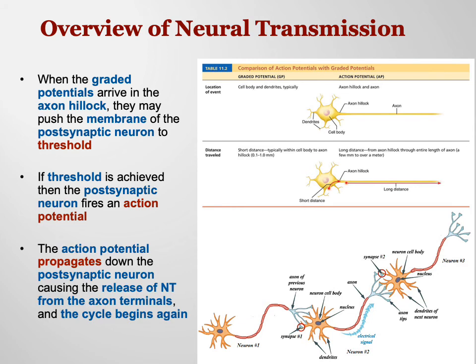The action potential then propagates down the postsynaptic neuron, causing the release of neurotransmitters at the end of that neuron. So see, the whole cycle continues over and over again. If the graded potentials hit threshold, then the neuron fires an action potential. The action potential propagates all the way down the axon. Then it's going to cause the release of its own neurotransmitters. Those will bind to receptors on another neuron, on the dendrites rather, and that may cause it to reach threshold, and then the whole thing continues again. Then it will fire an action potential.